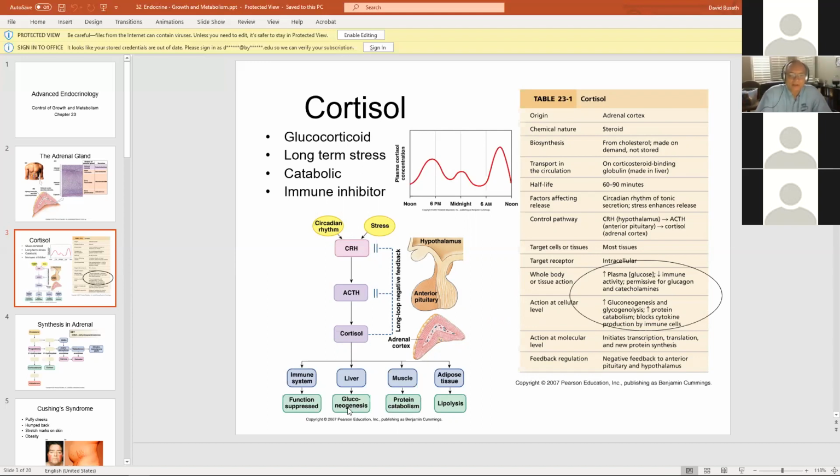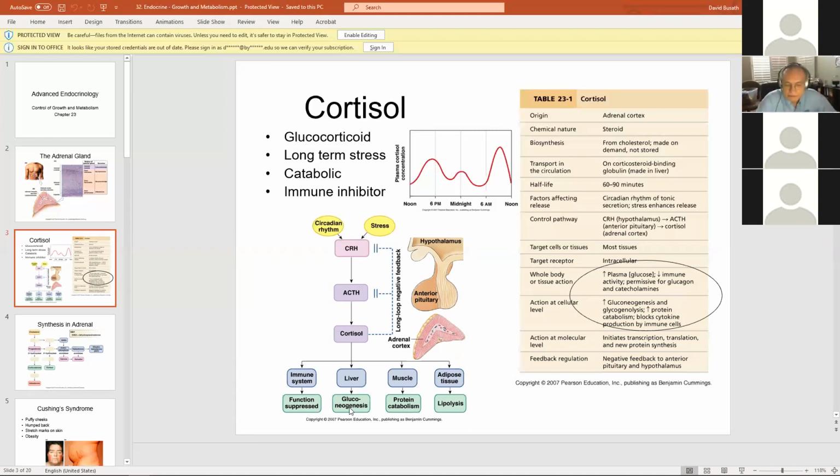Gluconeogenesis, exactly. It helps cause protein breakdown in muscle. Oh, I know, I said it backwards. The protein breakdown in muscle sends the pyruvate to the liver, where the liver can take it and build up glucose. And then fat tissue breakdown. So it's basically catabolic, break things down, catabolism, break things down.